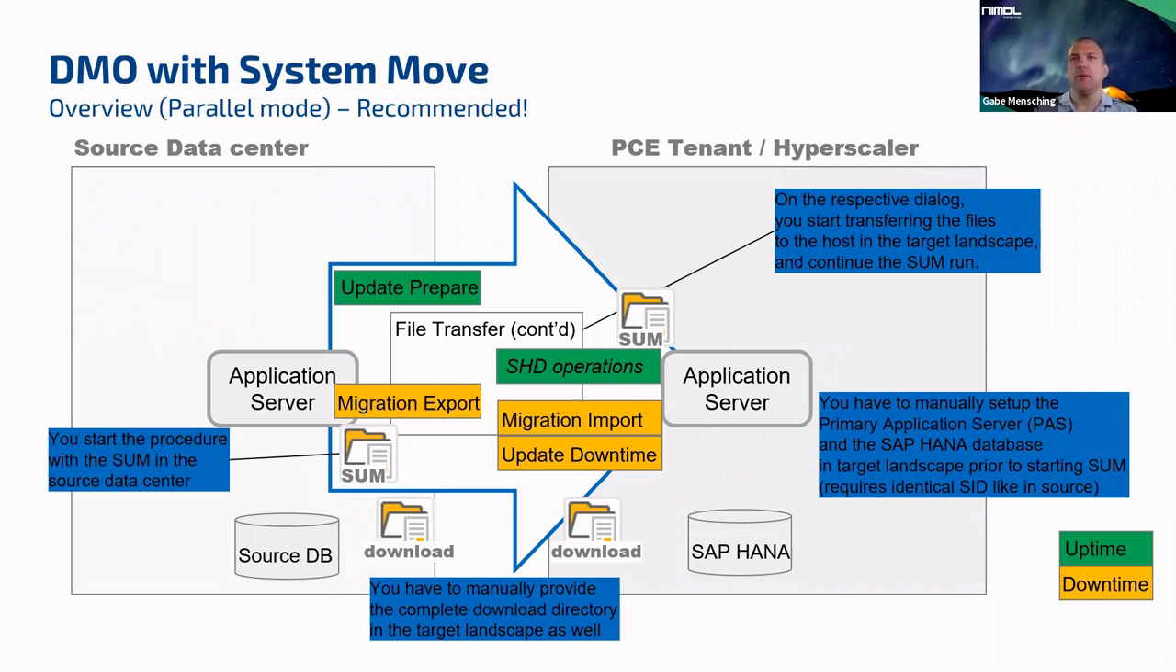Now, because you already completed the shadow operations and we're importing the dump files at the same time as we're exporting them, there's a little lag at the end for the final files to be synced over. They're then imported, and then the upgrade will finish. This greatly reduces the downtime over the serial mode, which is why it's the recommended approach by SAP when you're using the SUM DMO with System Move option.